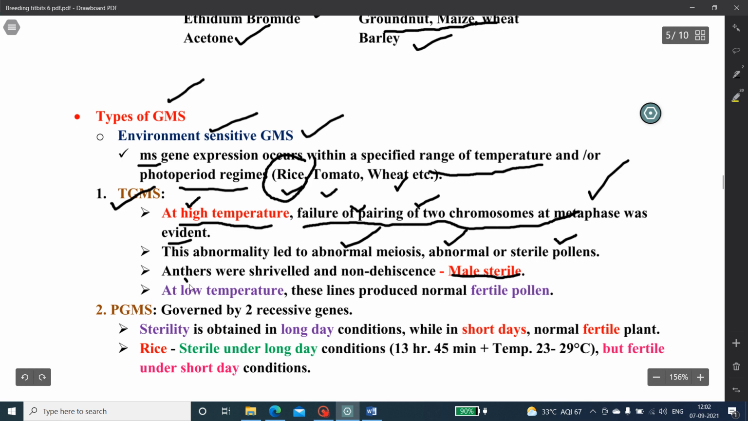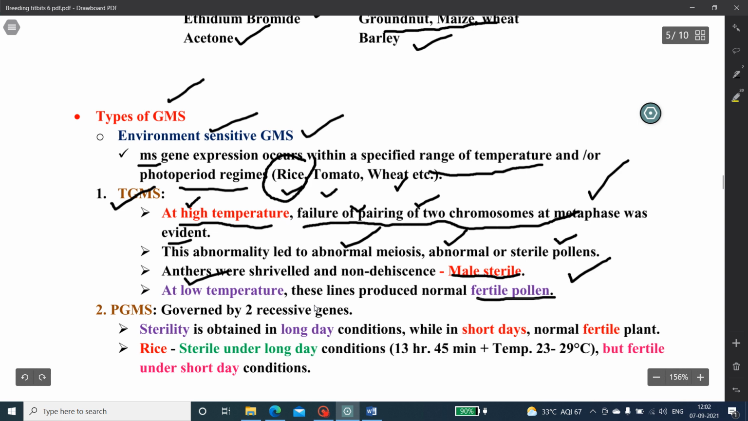While at low temperature, the same line produces fertile pollen. If you grow the rice at a particular temperature, and the temperature and other things I will be dealing with in the next video, and in the same field, if it is exposed to higher temperature, that will give sterile pollen, and at low temperature the same plant will give fertility.